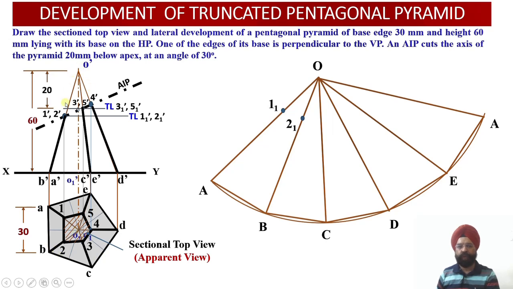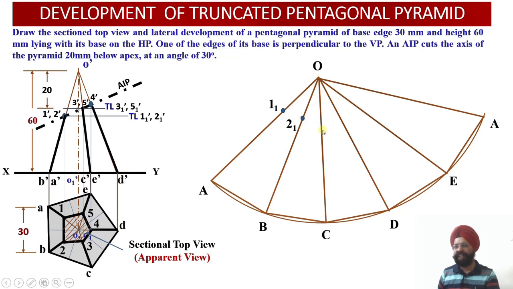In the front view, OB lies here. Since 1 dash and 2 dash are both coinciding with each other, but these are lying on the apparent length, I have transferred both of these points onto true length. So the distance of O dash 1 dash and the distance of O dash 2 dash will be the same. So this distance of O1 1 is equal to the distance of O1 2. I have marked another point over here, that is the point of intersection on the developed surface.